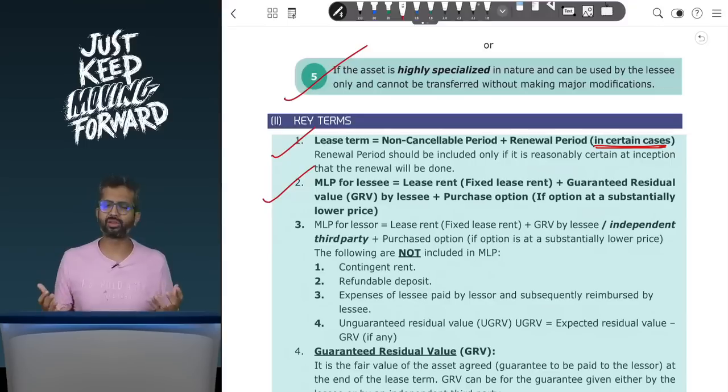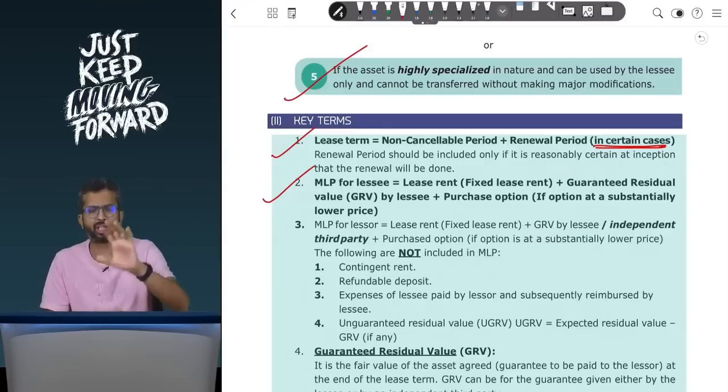What is the guaranteed residual value? For example, it depends on the agreement or negotiation. We might say that every year you have to pay 100 rupees, but at the end of the 5th year, you have to pay me a lump sum of 50 rupees. That 50 is GRV. Guaranteed, you have to pay.